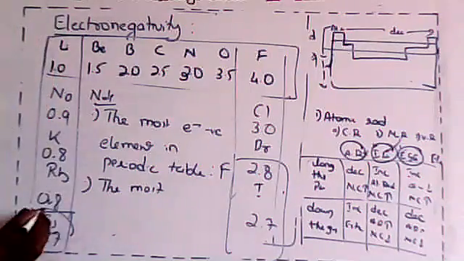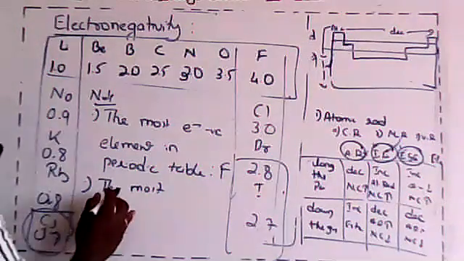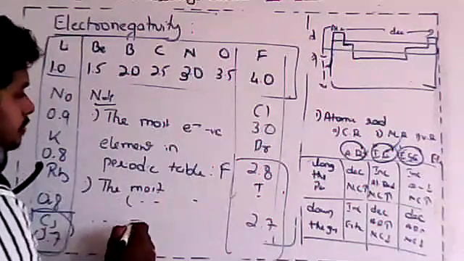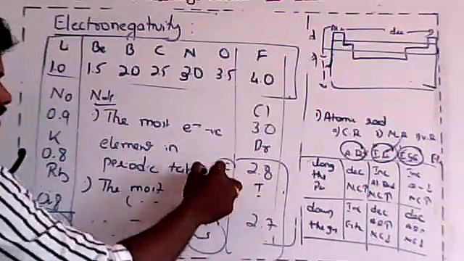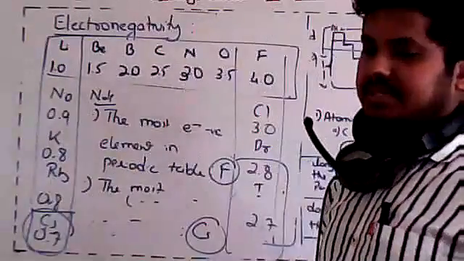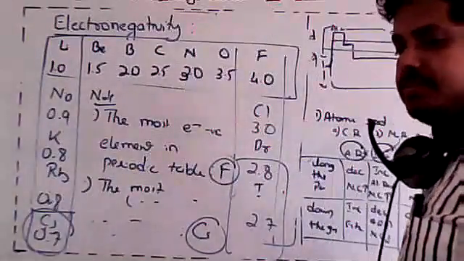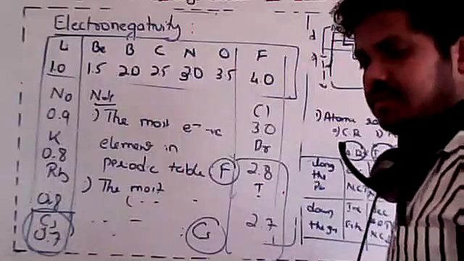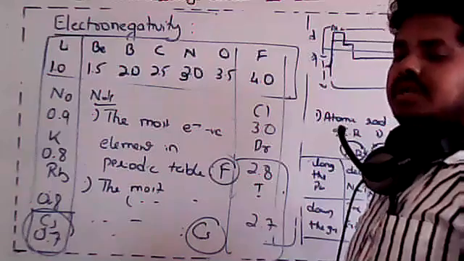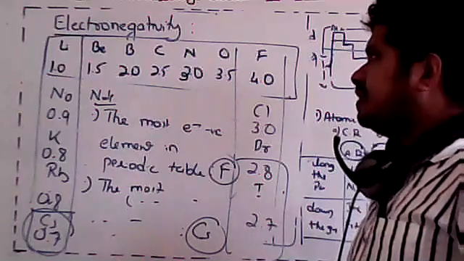See, the value is here: cesium. The most electropositive or the least electronegative element in the periodic table, both are the same, is cesium. Is that clear now? Cesium. Got it, my dear friends? Is that clear now? Have you understood everything related to electronegativity?